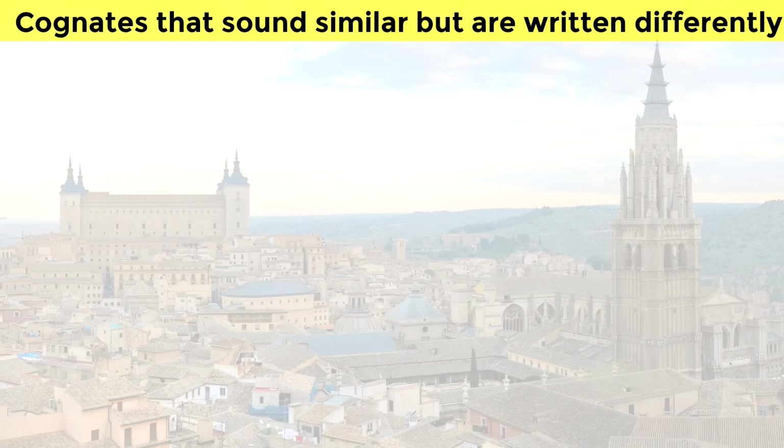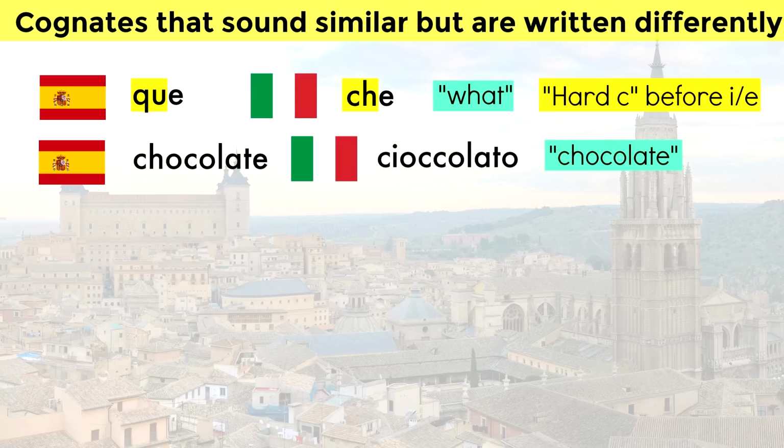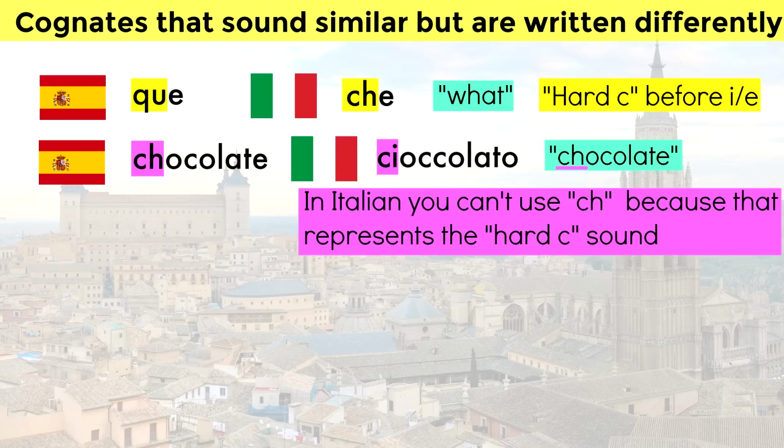There are other words that sound more similar, but have to be written differently to reflect their sound. The word for what in Spanish is que, spelt with QU, and in Italian, it's che, spelt with CH. In Spanish, if you want to have a hard C sound before I or E, you have to spell it as QU. In Italian, you have to spell it as CH. And while CH always represents a hard C sound in Italian, in Spanish it represents the sound ch, like in English. So in Italian you have cioccolato, spelled with CI at the beginning, but in Spanish you have chocolate, spelled with CH.